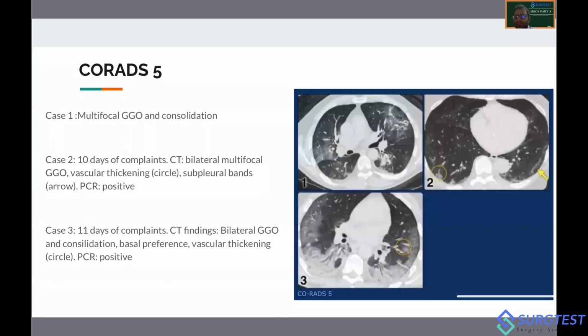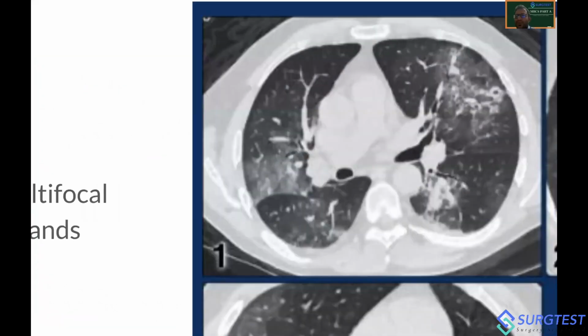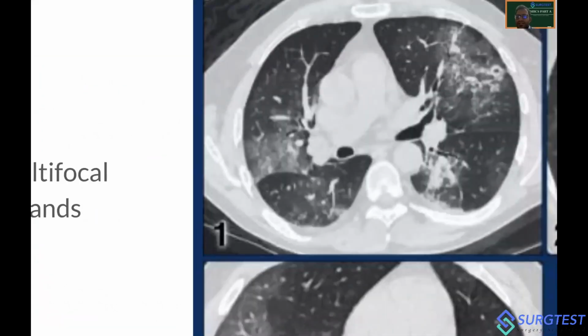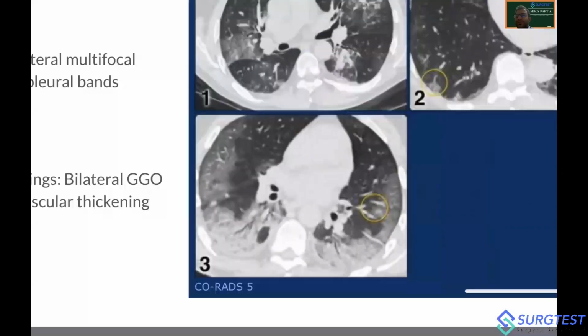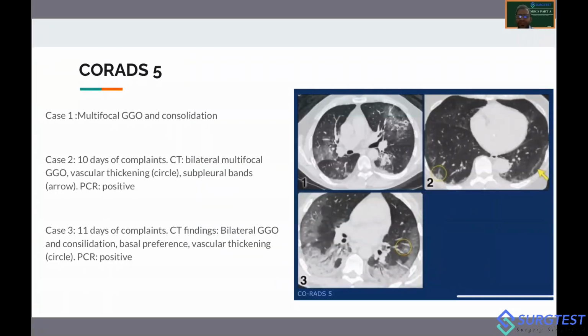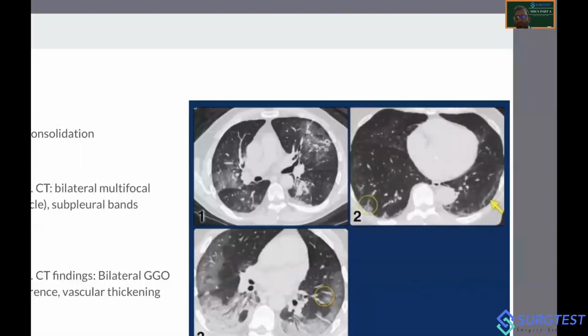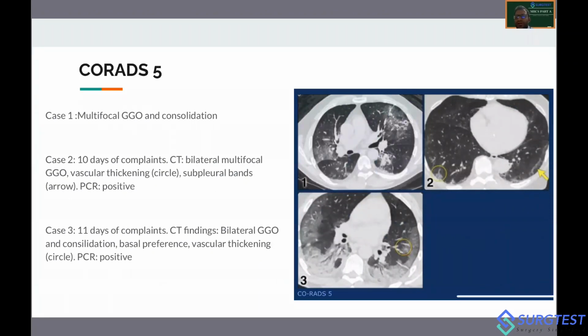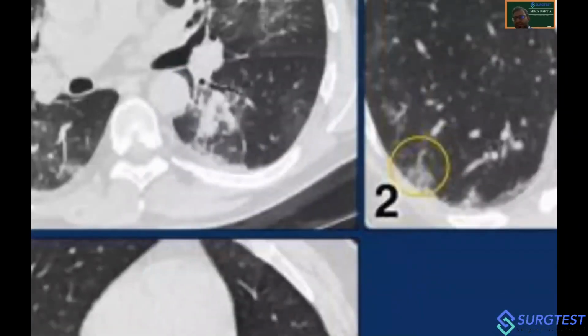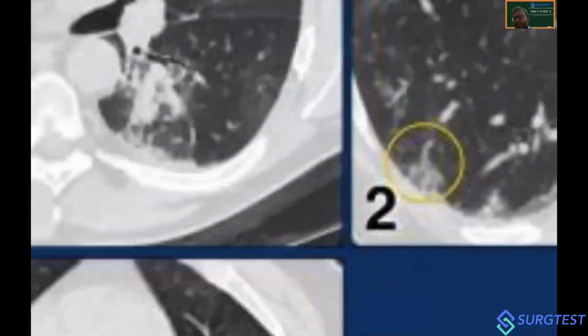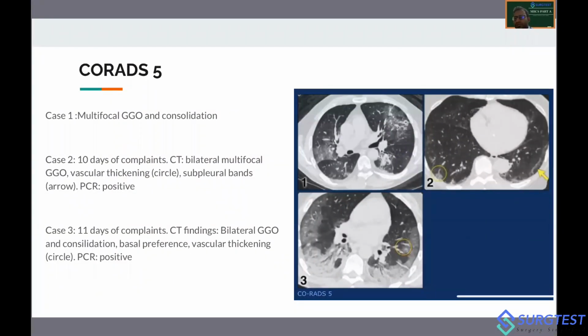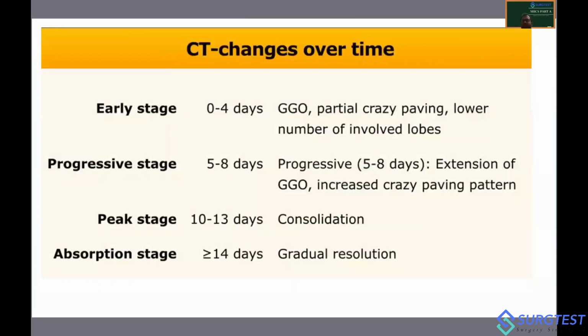CORADS 5, you don't even need to say. Classical ground glass appearance in all these images, spread over a wider area, more number of lobes. There are also subpleural bands. Subpleural bands are also a classical sign of COVID. Can you see the subpleural bands, the yellow arrow? There is also vascular thickening over here. This is a blood vessel which is seen thickened. It's not very clear when I zoom in, but if you visit the website radiologyassistant.nl, you can see those images more clearly.